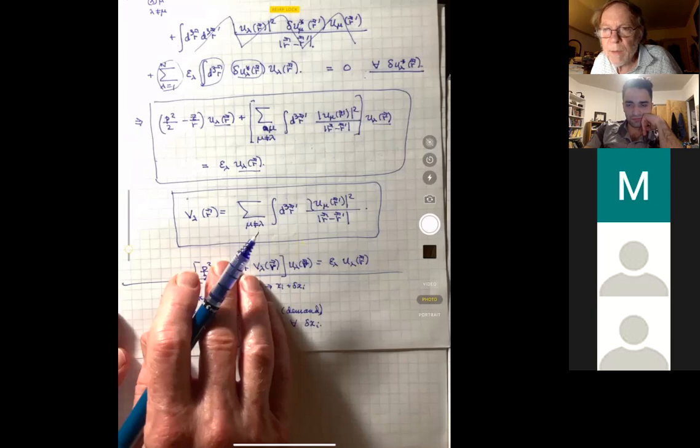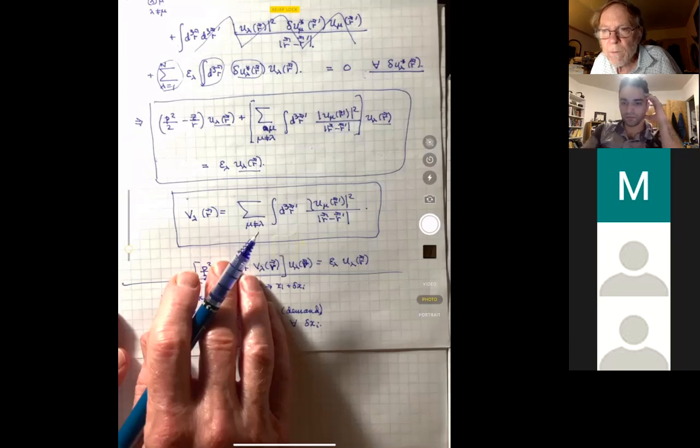I don't want to belabor that too much. I think the easiest thing to say is that if you just try a few examples of this, you'll find that varying the real and imaginary parts of a complex variational parameter is equivalent to varying the U and the U star treated as independent variables. Just try some examples and you'll see how it works.